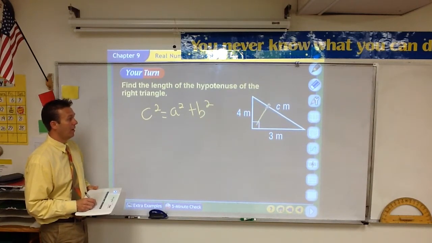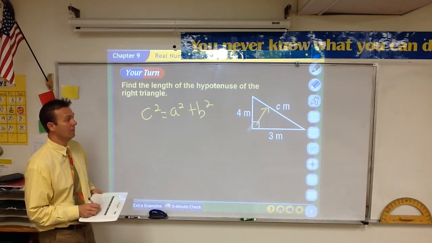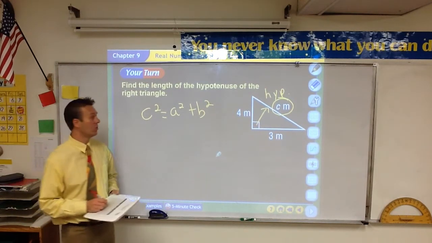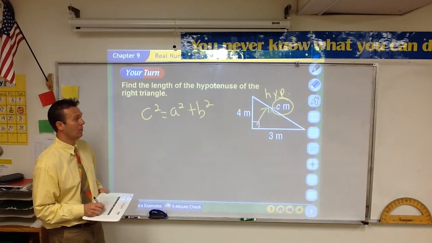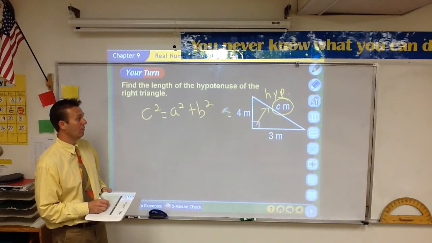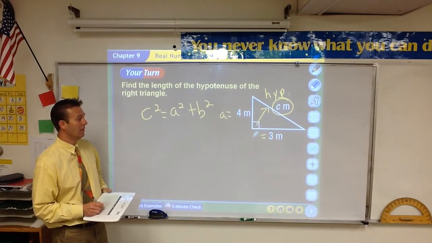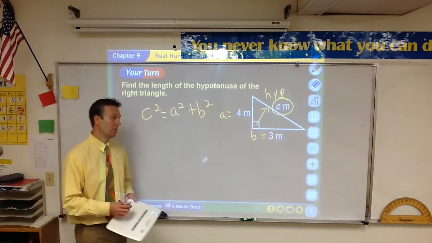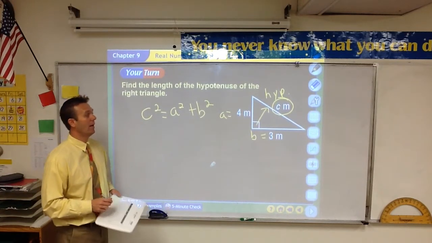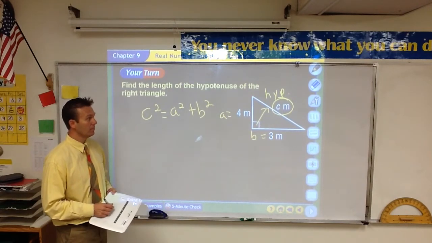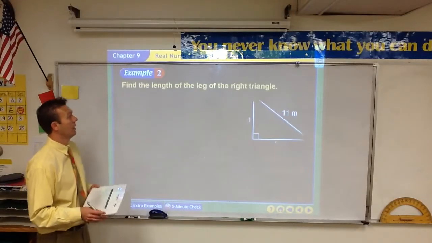And remember, opposite of the 90-degree angle is your C, or also called your hypotenuse. I'll put HYP for short. That's your hypotenuse. It's always the opposite of the 90 degree. Now, you can let 4 be your A and 3 be your B, or vice versa. It doesn't matter as long as you're consistent and you stick with it. So go ahead and write down that question and see if you can find the answer.